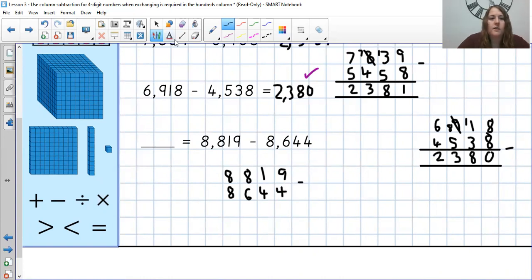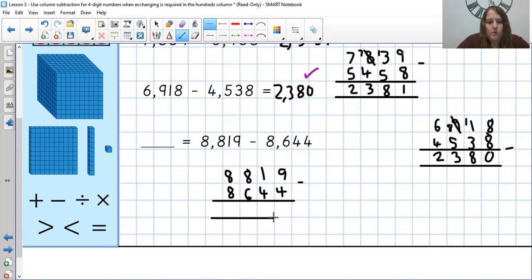Popping my subtraction sign in, using my ruler line for my equals, and we start in the ones column. 9 take away 4 is 5. 1 take away 4 I can't do, so I'm crossing out my 800s, leaving a 7 and putting my 1 into my tens column. Now 11 take away 4 is 7. 7 take away 6 is 1, and 8 take away 8 is 0.